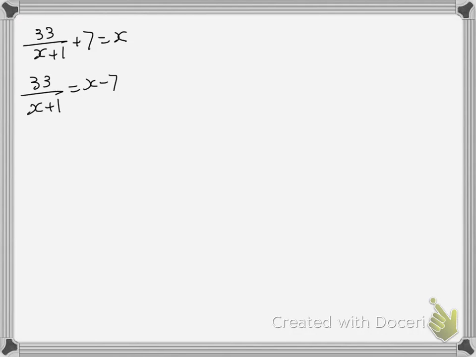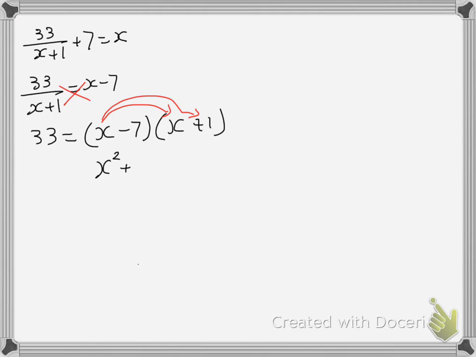If you don't know why that is, I do advise that you go and see the previous video for solving linear equations. Now the next step is to cross multiply. So we'll have 33 equals open bracket x minus 7 close bracket times x plus 1. Now because we've got two brackets equal to a number, the next step is expanding. As I said, we'll use the arrows in expanding. So x times x is x squared, x times 1 is x, minus 7x, and then minus 7.